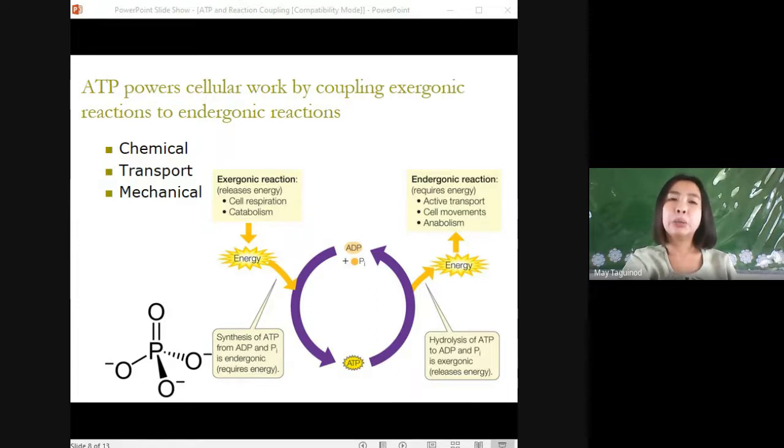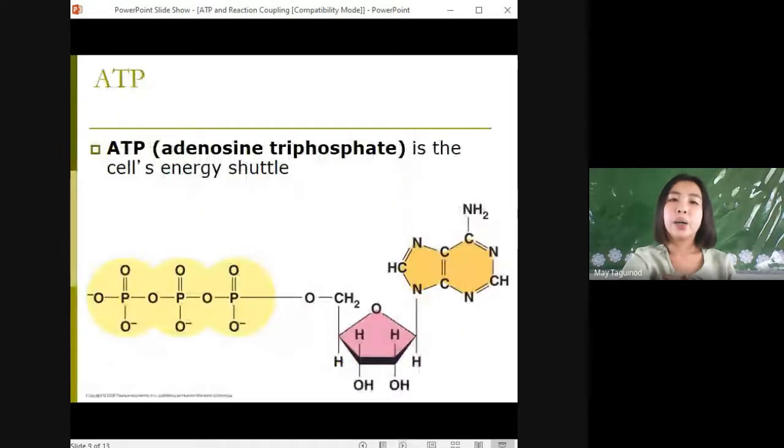In addition to that, to do work, cells manage energy resources by energy coupling, which is the use of an exergonic process to drive an endergonic one. Most energy coupling in cells is mediated by none other than ATP. Once again, ATP stands for adenosine triphosphate. It is the cell's energy shuttle.